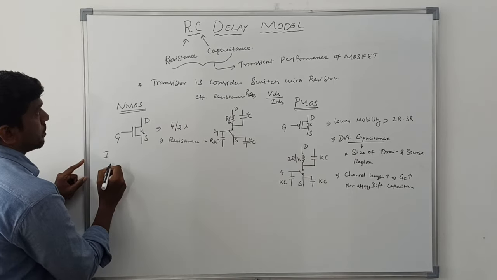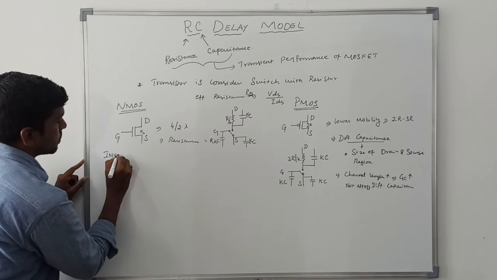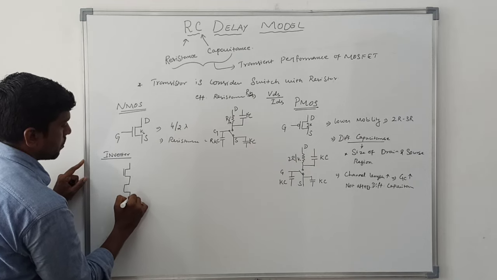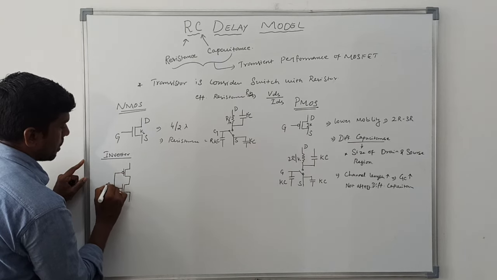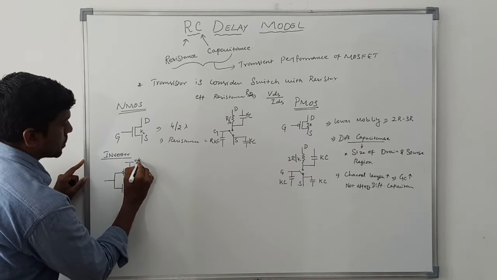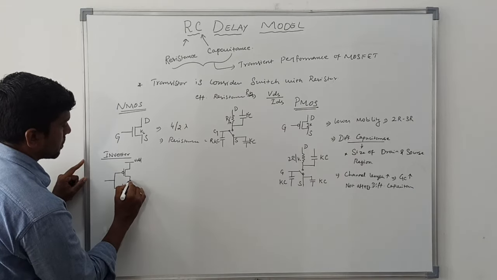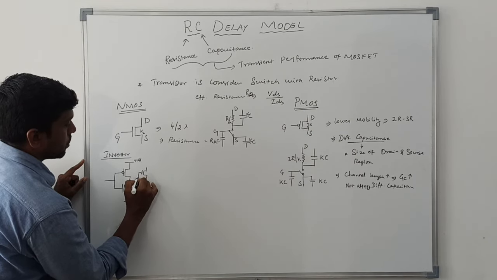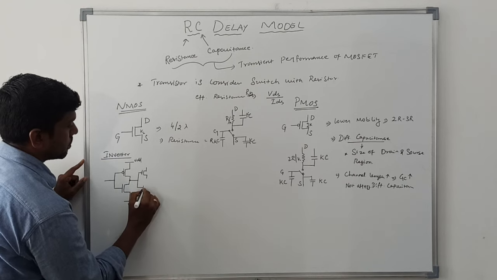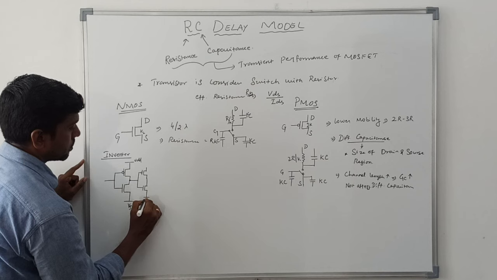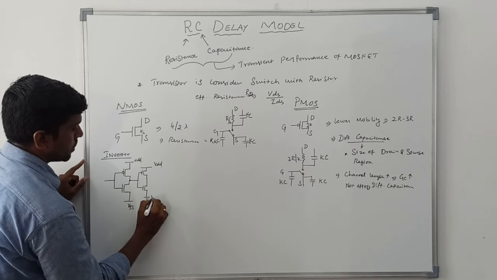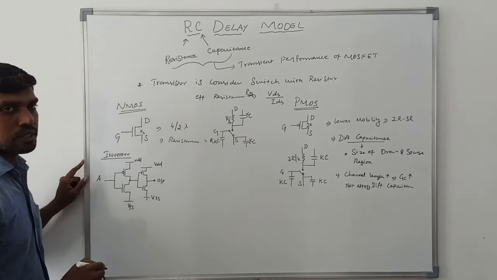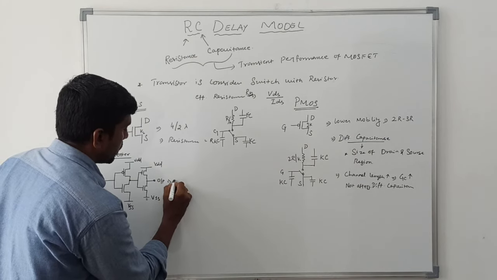Now draw the inverter circuit, the RC delay model for the inverter circuit. In this CMOS inverter, we have two transistors, a PMOS transistor and an NMOS transistor. This is VDD and this is VSS. The output of the first inverter is connected to the input of the second inverter. This one is VDD, this one is VSS, and this one is the output. The input is A and the output is A bar.